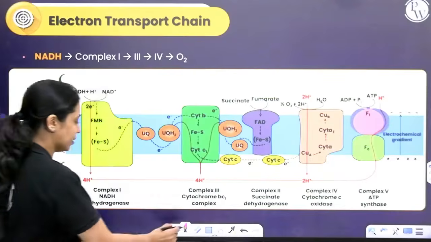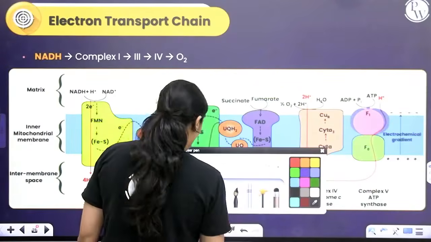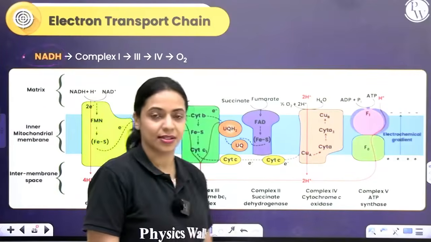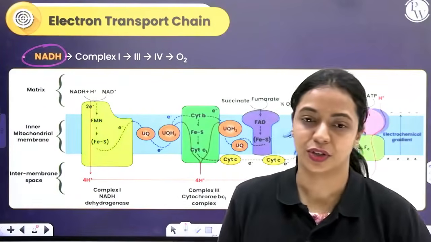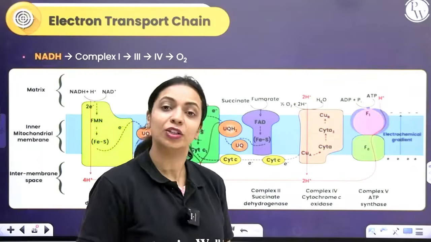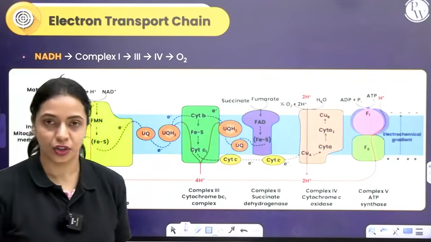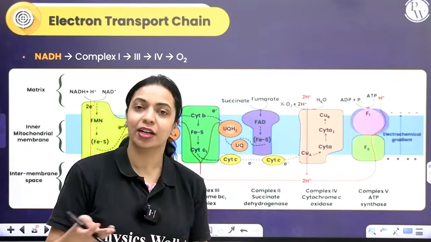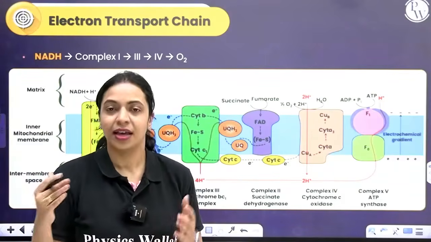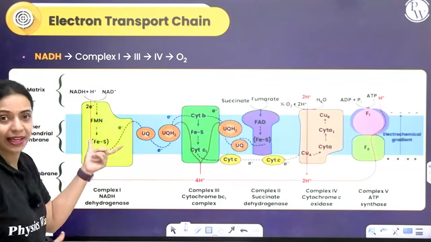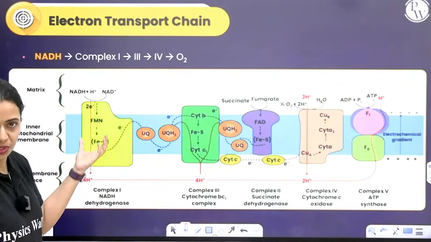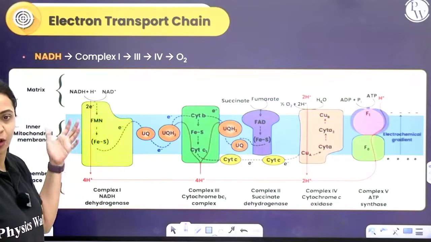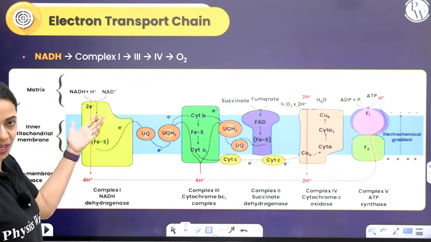First, let's consider NADH. What happens to NADH? NADH was present in the matrix. Now this NADH has a pair of electrons. This NADH will donate or pass on the electrons to the NADH dehydrogenase complex and it will get oxidized. In return, this will accept the electron and become reduced, right? So in the NADH dehydrogenase complex, you have many components. You have two components, right? You have FeS and FMN.